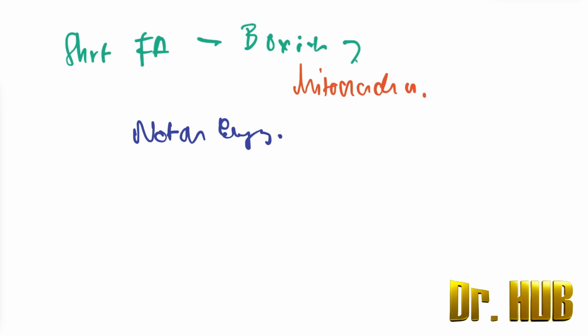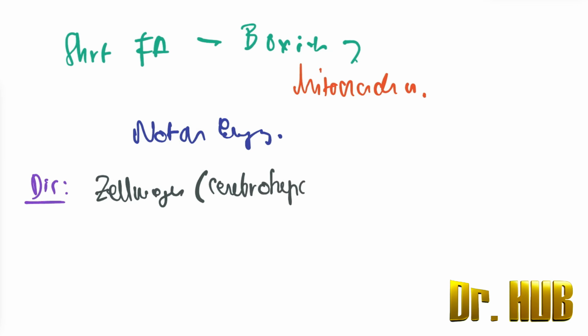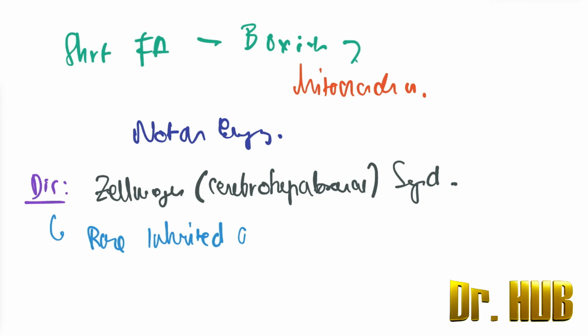Next, let's look at some diseases which are associated with the peroxisomal beta oxidation. The diseases include Zellweger syndrome. What is Zellweger? Zellweger is the cerebrohepatorenal syndrome. Next, there is also a rare inherited absence of the peroxisomes.